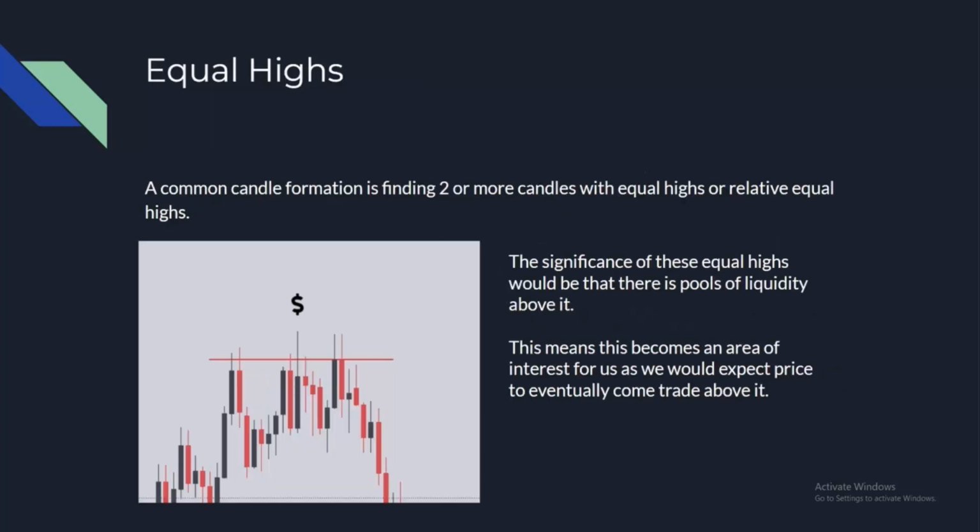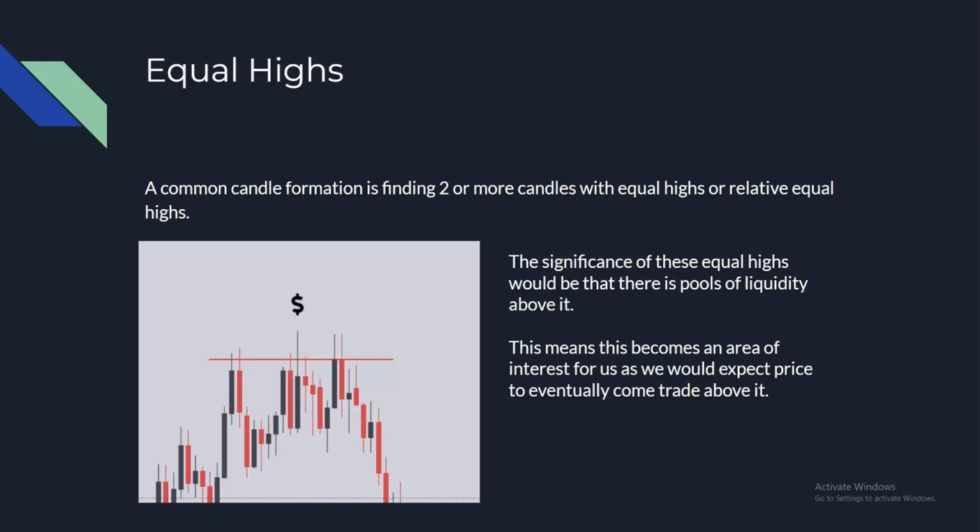And we find liquidity above certain points. And the easiest way to find where there's a pool of liquidity is with the equal highs. And it's just a common candle formation. It's just two or more candles with equal or relative equal highs. And the significance of the equal highs is that there's going to be pools of liquidity above it.